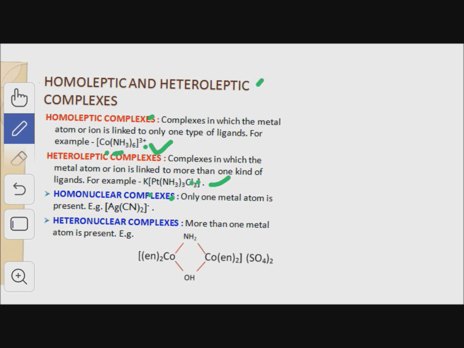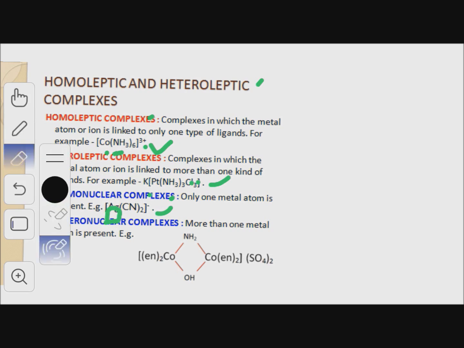Next is the homonuclear complex, in which only one metal atom is present. For example, in this complex, Ag is the only central metal atom which is present. That's why it is called a homonuclear complex.